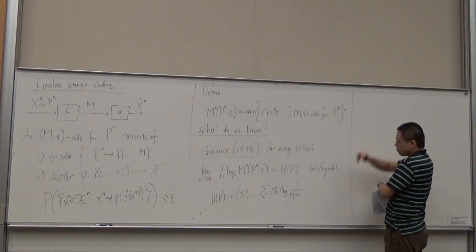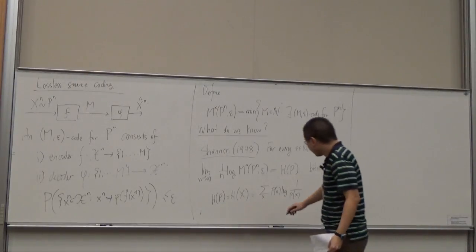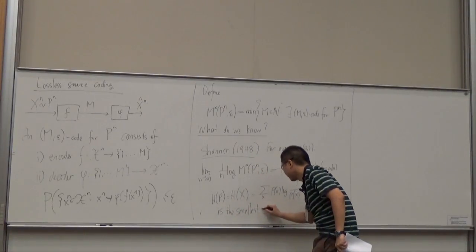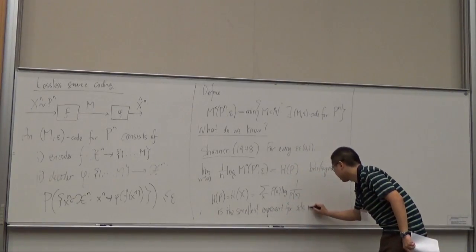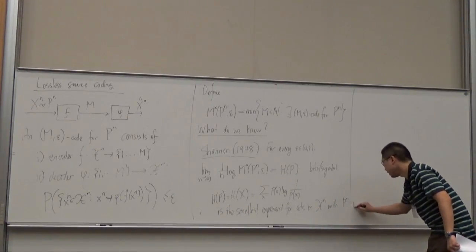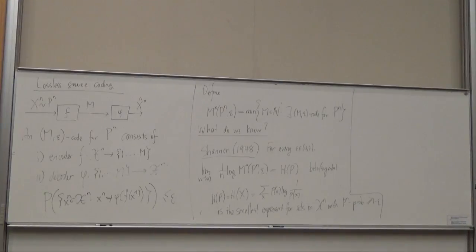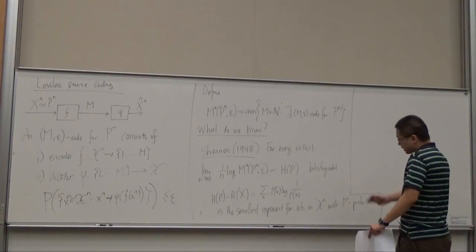Before we rewrite that, the interpretation of this is that entropy is the smallest exponent for sets in X^n with Pn probability at least 1 minus epsilon. So with probability according to P, the probability must be higher than 1 minus epsilon. We can then ask for the minimum size of the exponents of such sets. So that is that.